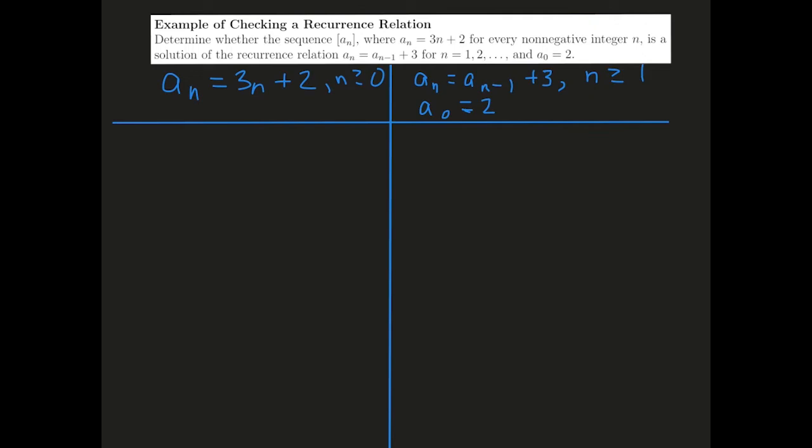So this is the setup we're going to have. Over here on the left, we'll have this closed form, and over here on the right, we have the recurrence relation. I'm just going to check 3 or 4 terms and make sure they all match up.